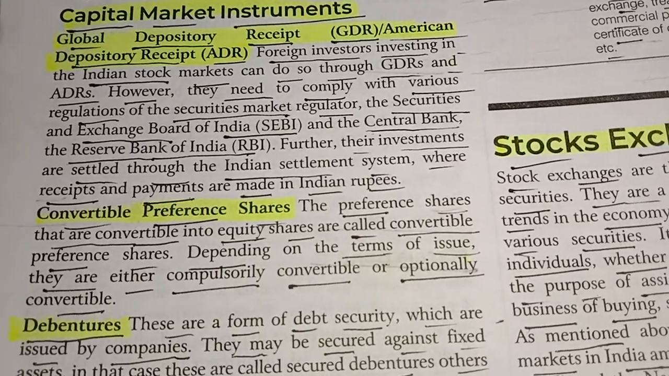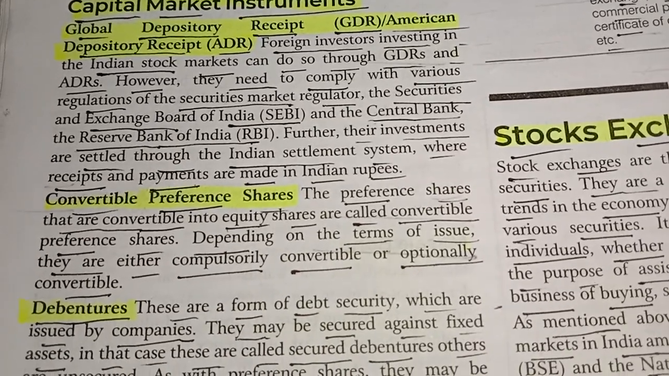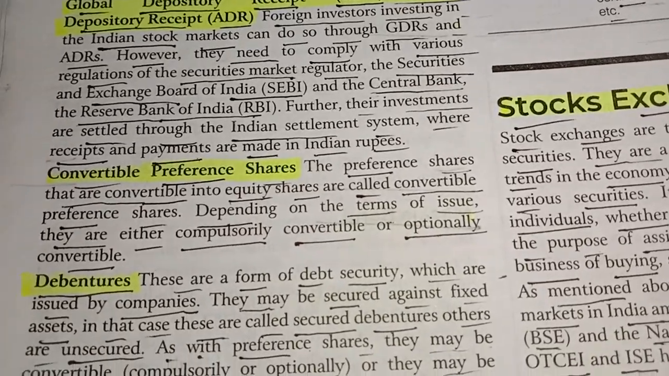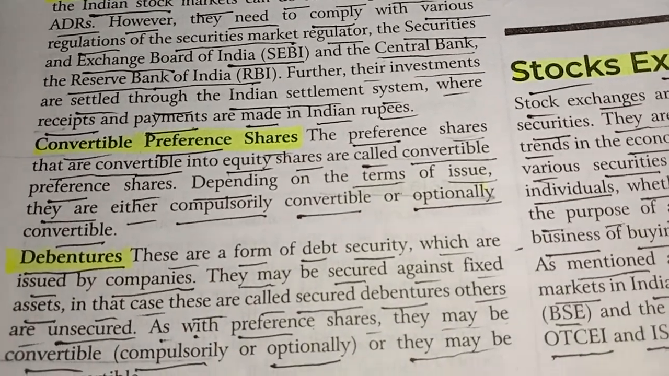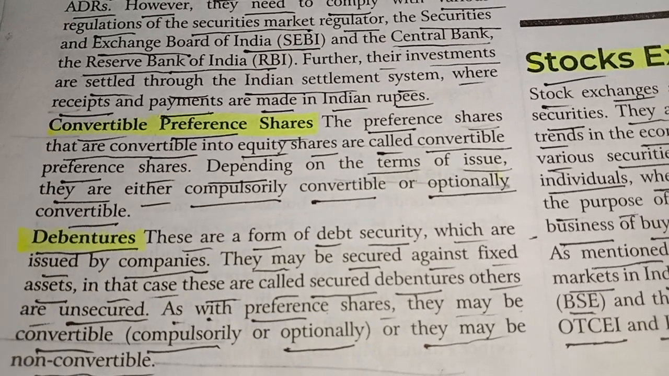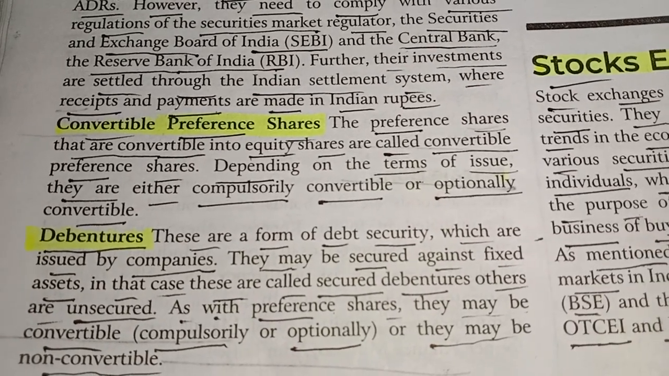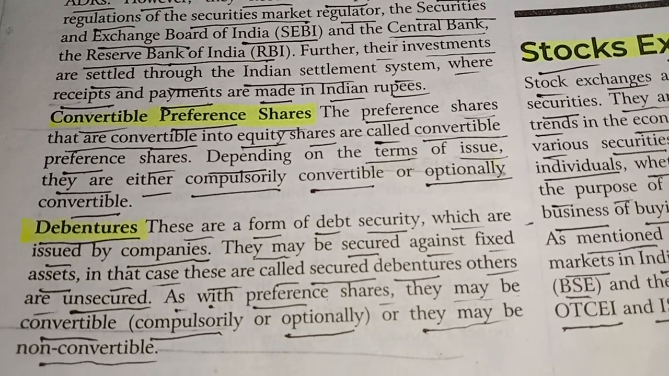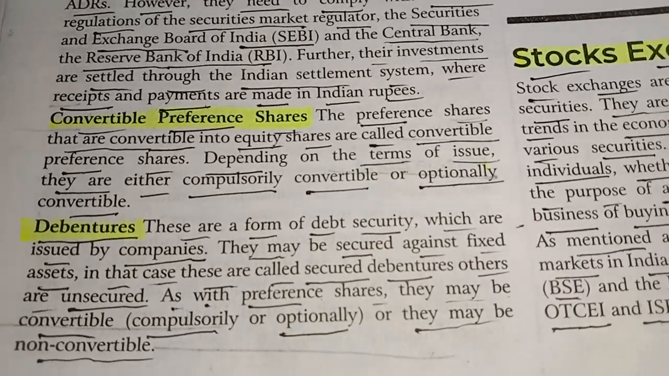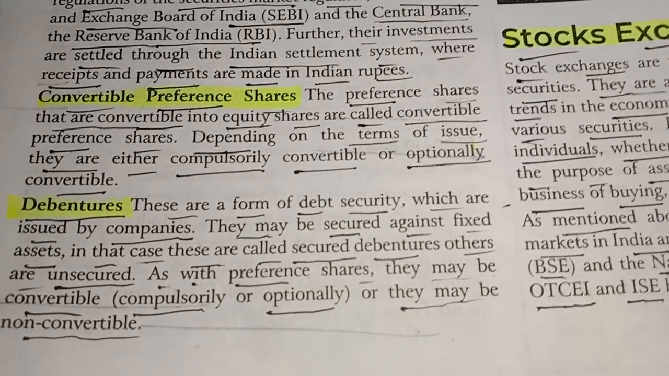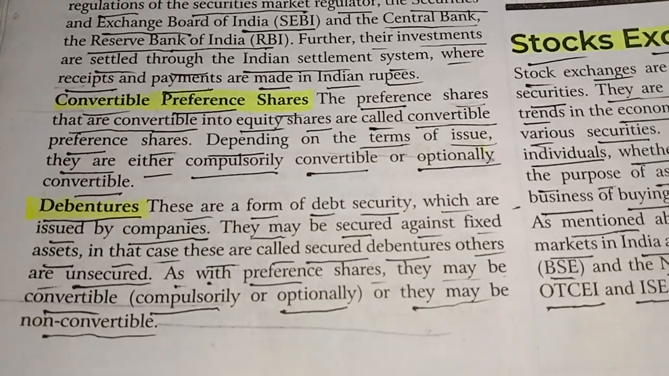Convertible preference shares. The preference shares that are convertible into equity shares are called convertible preference shares. Depending on the term of issue, they are either compulsory convertible or optionally convertible. Debentures. These are a form of debt security which are issued by companies. They may be secured against fixed assets. In that case, these are called secured debentures. Others are unsecured, as with preference shares. They may be convertible, compulsory, or optionally, or they may be non-convertible.